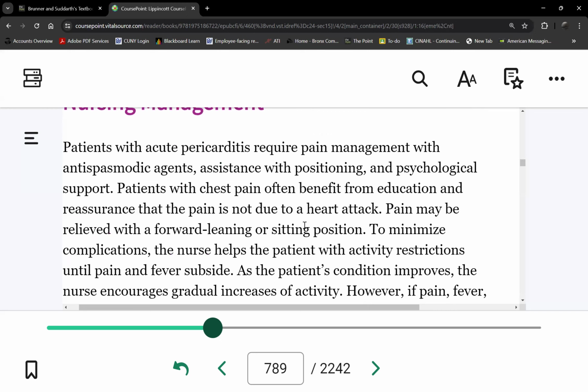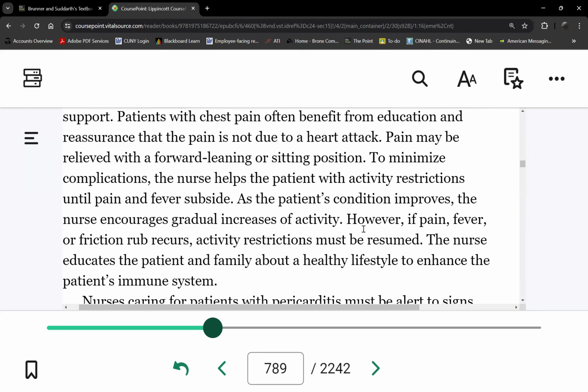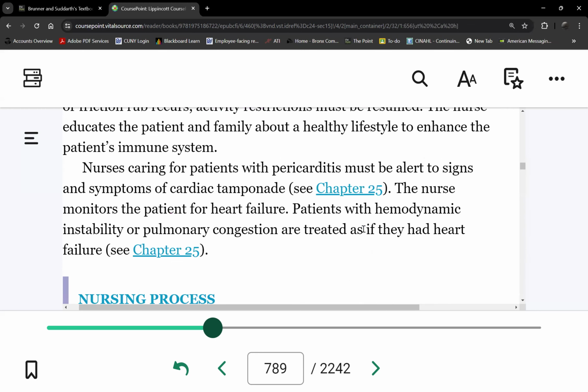The nursing management here will be related to keeping the patient comfortable. So give the NSAIDs as needed. Positioning, what's the best position again to relieve pain? Leaning forward or sitting position. And again, cardiac tamponade. I know it's in a different chapter, but I already described to you the three. What are those three signs again? Muffled heart sounds, hypotension, and neck vein distension or jugular vein distension. All right, that's it for today.